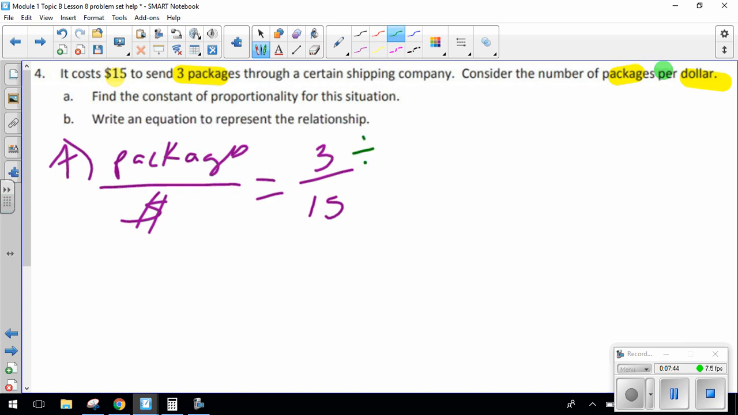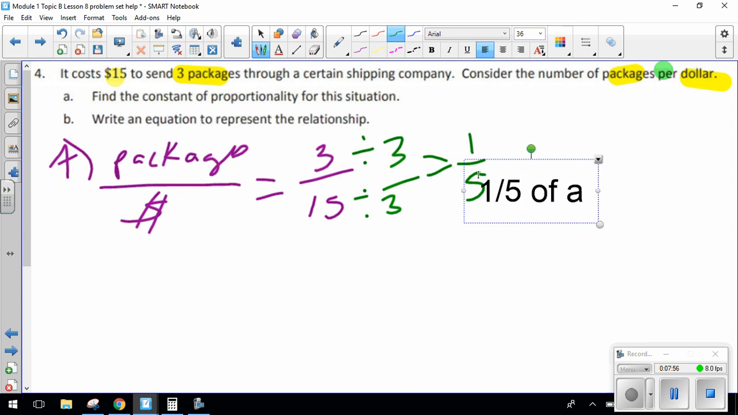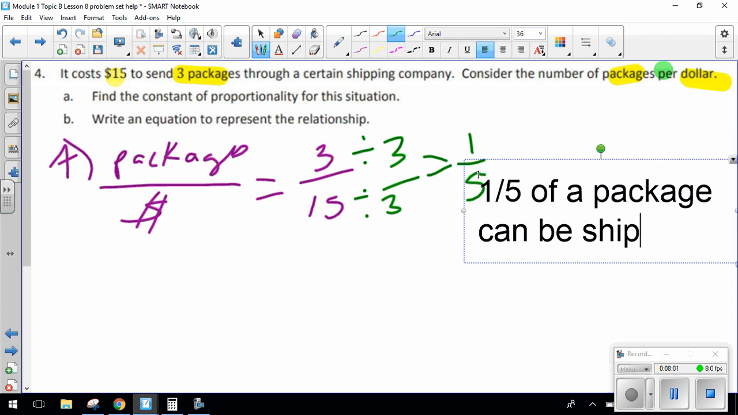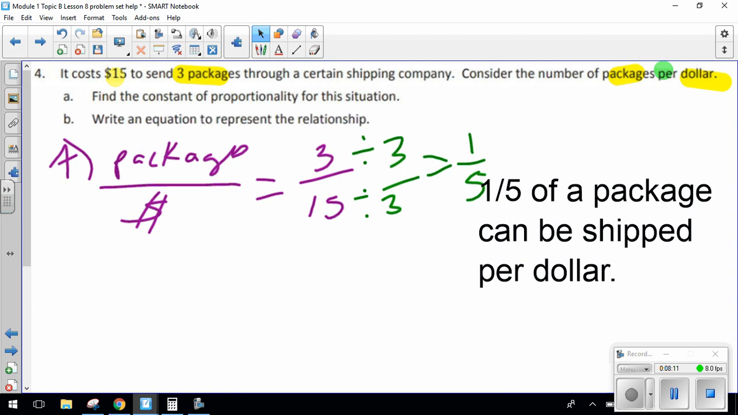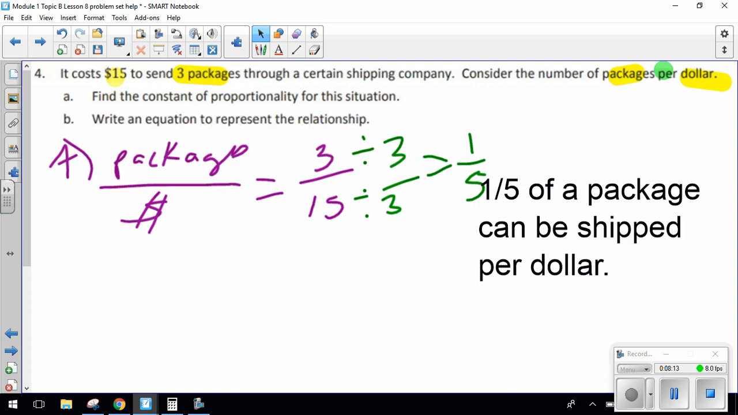So what we're going to do is reduce this by dividing by 3, because 3 is a number that can go into both of these. So we get 1 over 5. What does that mean? 1/5 of a package can be shipped per dollar. So it costs $1 to ship 1/5 of the package. So I know that sounds kind of silly, but that's how the numbers work.